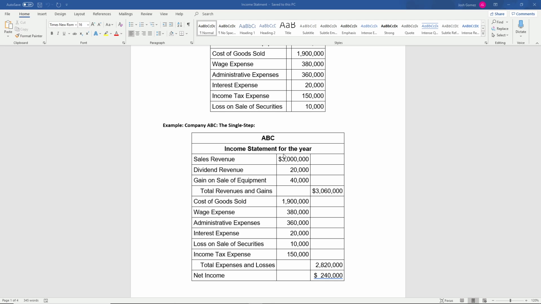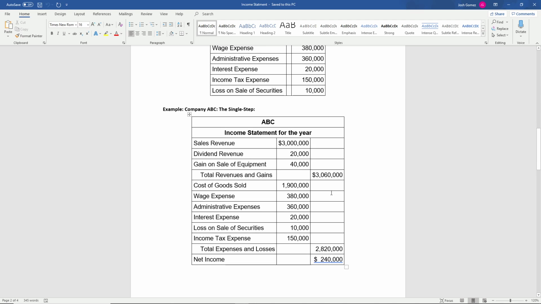Now, when we actually set up the formula for the single step method, you can see on the ABC company's income statement for the year exactly how we said. We need sales revenue, okay, got that. Dividend revenue, got that. Gain on sales, got that. Since it's a revenue and a gain, all of them go together, and that gives us the total revenues and gains. Okay.